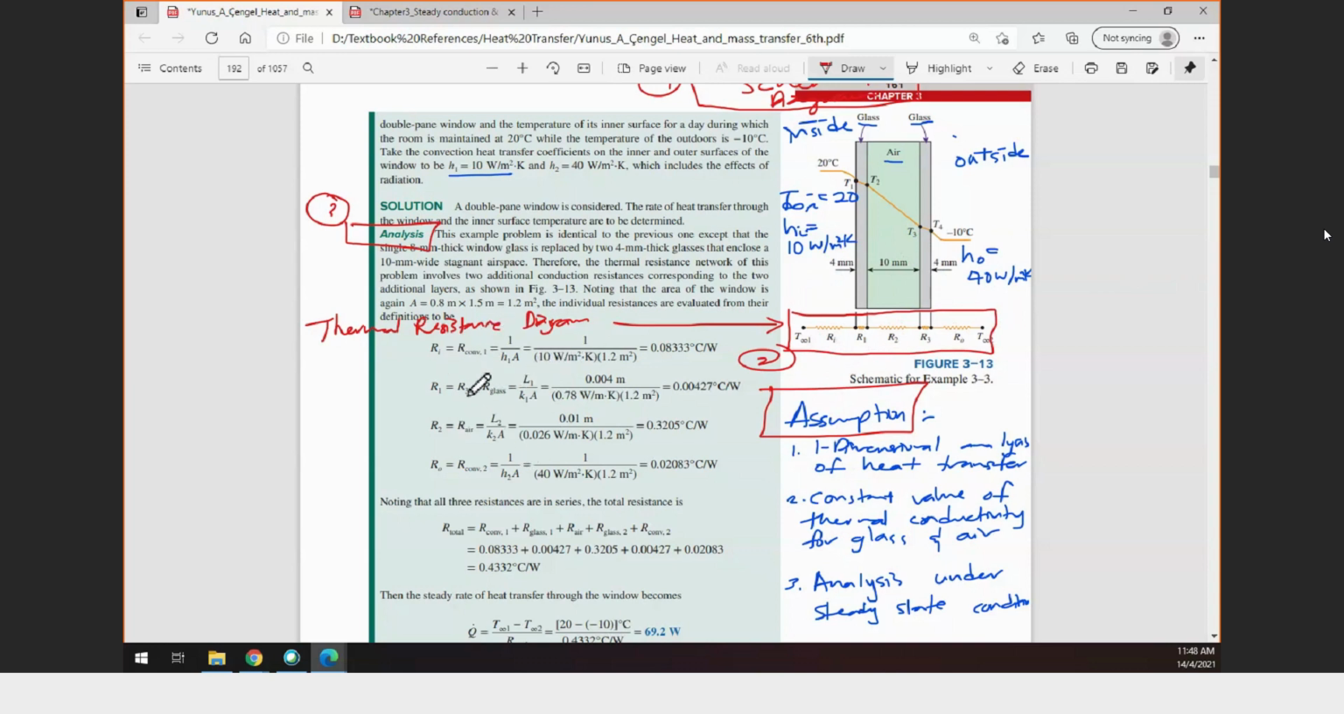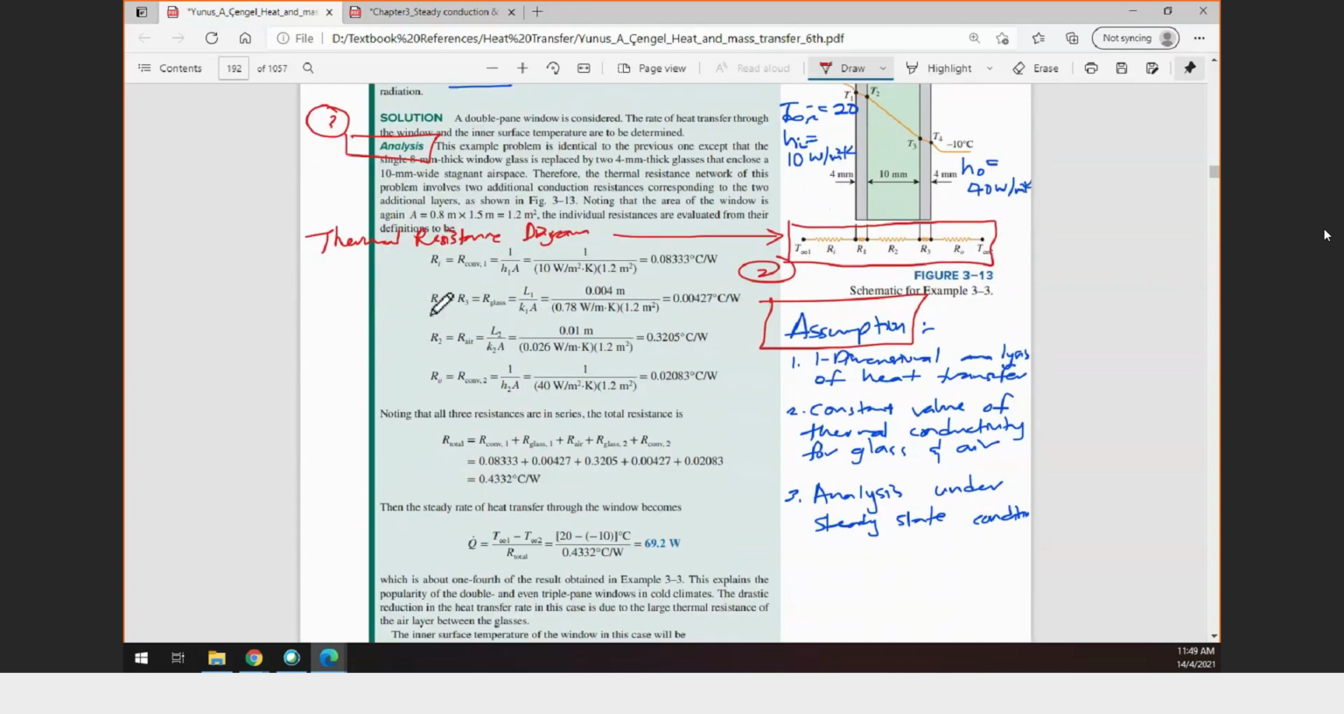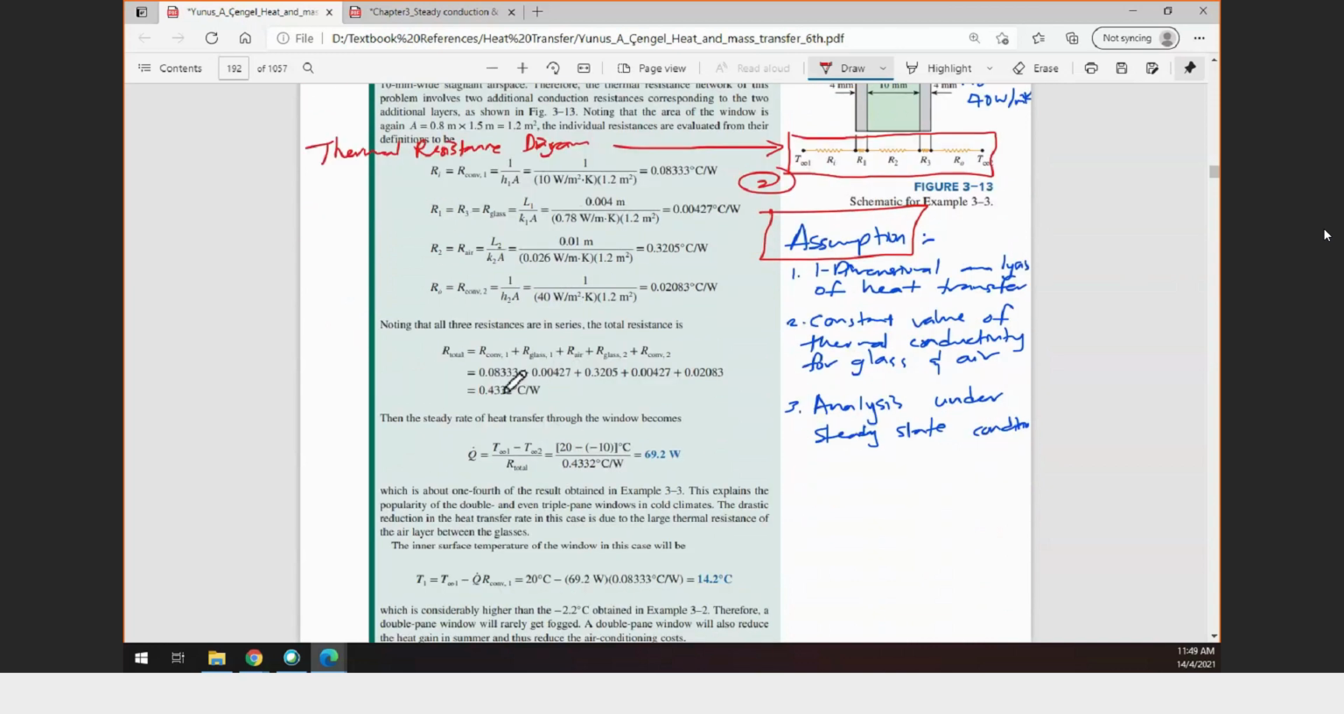You can see here, first they calculate the resistance of the convection on the left side. Then you calculate the resistance for the glass. Because the glass is identical on left and right, they calculate it once only, and this equals R1 and R3, and then R2 for the air. And R outside for the convection in the cold area, the outside area. From here they combine the total resistance.